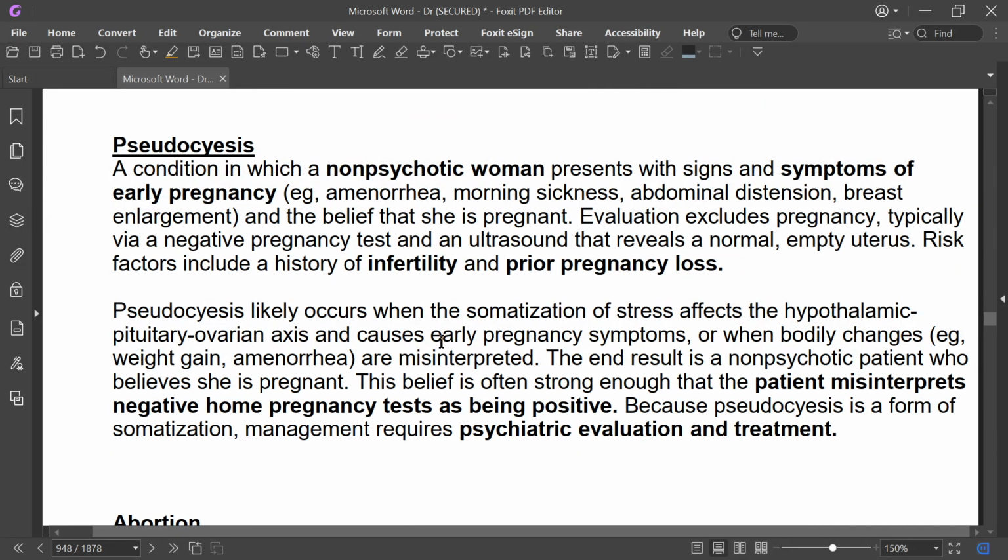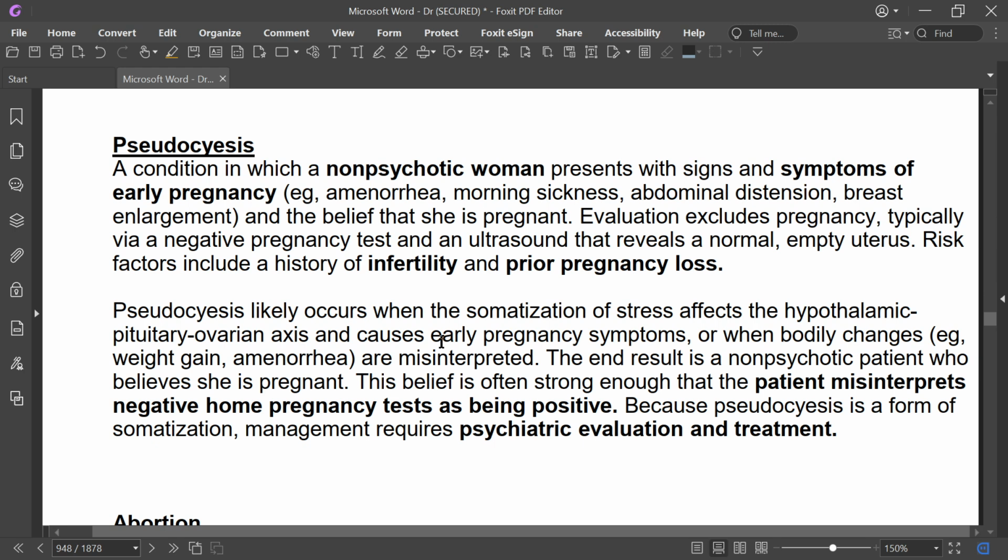Then pseudocyesis. Pseudocyesis is a condition in which a non-psychotic woman has signs and symptoms of early pregnancy, such as amenorrhea, morning sickness, abdominal distension, breast enlargement, and the belief that she is pregnant. Evaluation excludes pregnancy, typically via negative pregnancy test and ultrasound showing a normal empty uterus. Risk factors include history of infertility and prior pregnancy loss.